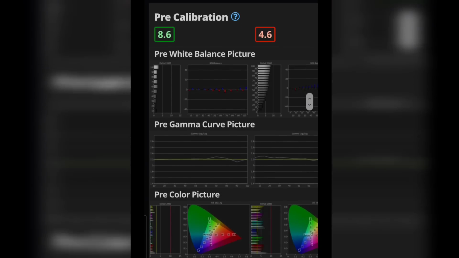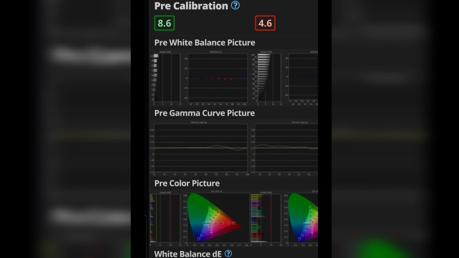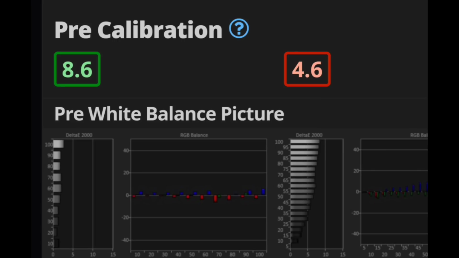Okay, so now pre-calibration. This is where everyone's losing their minds, and they go, he has no idea what he's talking about. He doesn't understand how professional calibrations work. He's saying that the LG is better, but pre-cal, the LG got a 4.6 and the Sony got an 8.6, and literally this is where they're all going crazy. So I love this, and I'm going to show this off in real time and embarrass every one of them.